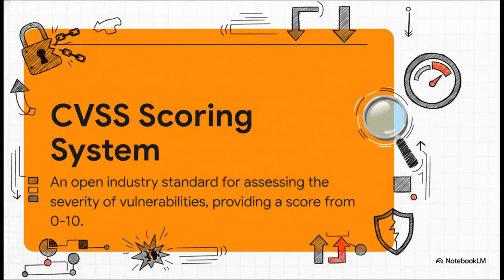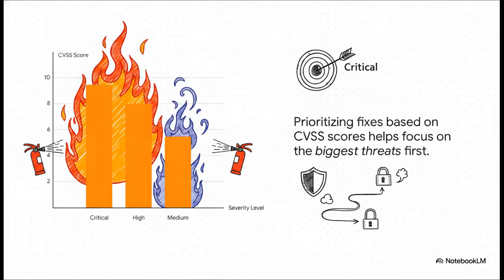And this prioritization is actually done using a universal standard called the Common Vulnerability Scoring System, or CVSS. What it does is it assigns every single vulnerability a score from 0 to 10, and that score is based on things like how easy it is to exploit and what kind of damage it could potentially cause. This scoring system is a game changer because it lets a security team instantly see which fires they need to put out first. They can focus all their energy on the critical vulnerabilities, the ones that pose the most immediate and serious danger, before they even think about moving on to anything else.